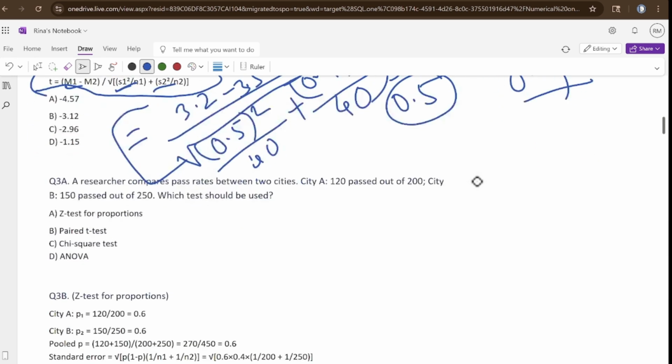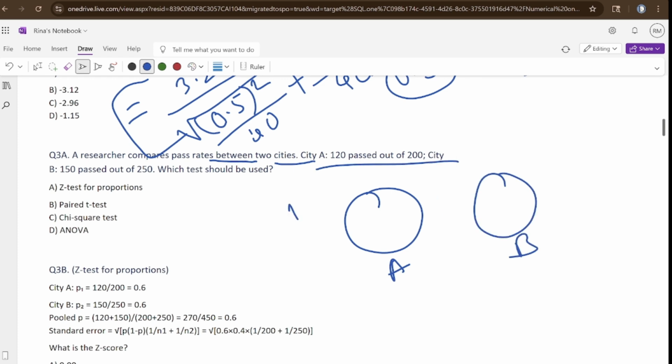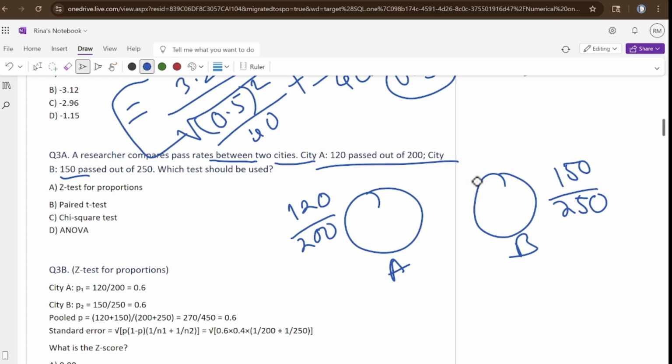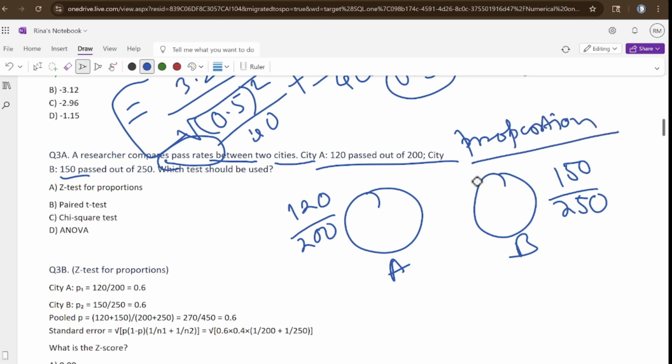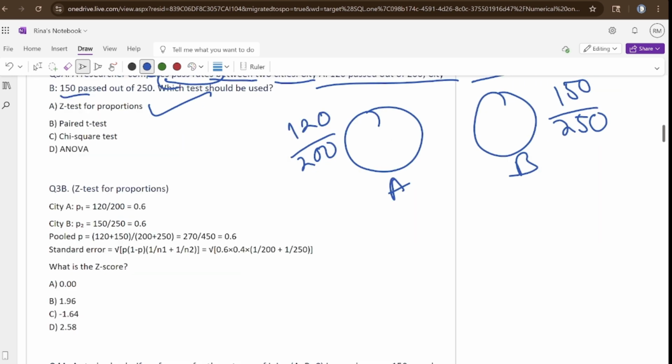Fine. Next question. A researcher compares pass rates between two cities, city A and city B. Here 120 passed out of 200. And here city B 150 passed out of 250. And you have to compare the pass rates. So you can understand there is a proportion concept. Whenever there is a proportion concept, which one will you use? Z test for proportions. We discussed all these things in our last class. Now let's do the numerical.